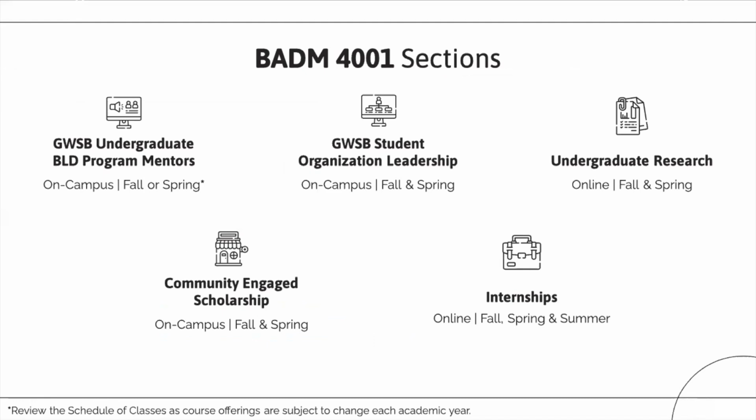So we have the GWSB undergraduate BLD program mentors, which is taught on campus in the fall or spring semesters. GWSB Student Organization Leadership, which is taught on campus in both the fall and spring semesters. Undergraduate Research, which is taught online in both the fall and spring semesters. Community Engaged Scholarship, which is taught on campus in both the fall and the spring semesters. And Internships, which is taught online in the fall, spring, and summer semesters.